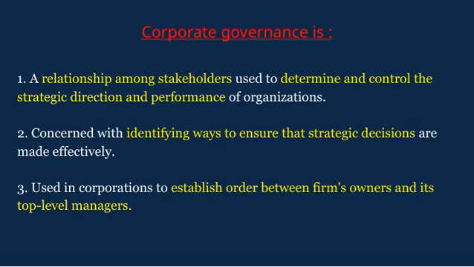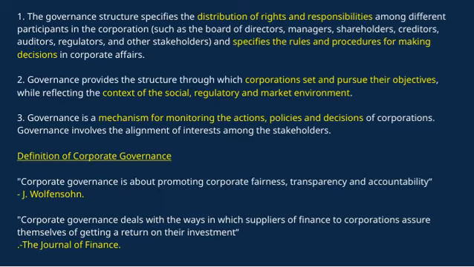Let's take a closer look at what governance structure really means. Essentially, it's about how rights and responsibilities are divided among the different participants in a corporation. This includes the board of directors, managers, shareholders, creditors, auditors, regulators, and other stakeholders. It also sets out the rules and procedures for making decisions on corporate matters, ensuring everything runs smoothly and transparently.